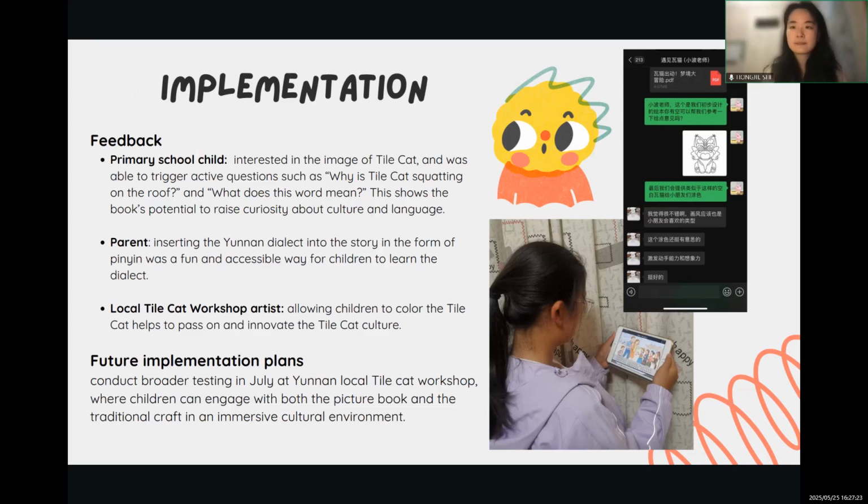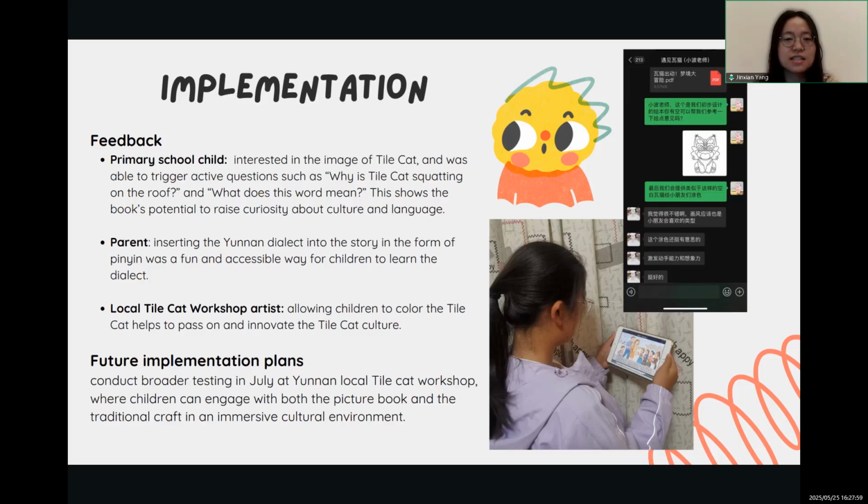Okay, for implementation, we have conducted a small round of testing. We invited one primary school child, her parents, and our collaborator, a local Cat workshop artist, to review the book. The feedback was very encouraging. The child was very interested in the image of Cat and asked active questions such as, why is Cat squatting on the roof? And what does the word mean? This shows the book's potential to raise curiosity about culture and language.